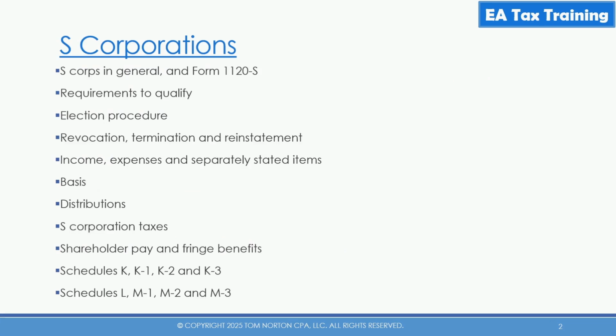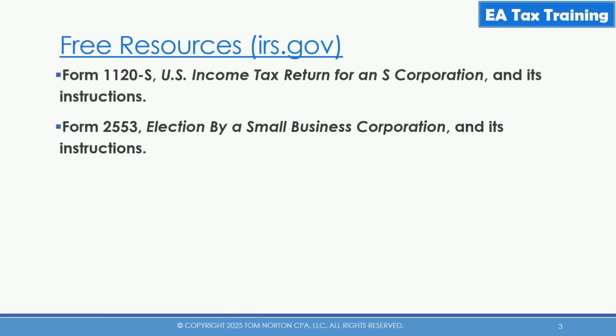This is what we will cover in this video. I'm not going to read all of it to you, but we will start with an overview of S corps and the Form 1120S. And then we are going to cover all of these different aspects of S corporations, all of which may be tested on the EA exam. Our free resources from irs.gov, we've only got two. They are both in bold. I definitely recommend both of them. That is Form 1120S and its instructions, along with Form 2553 and its instructions.